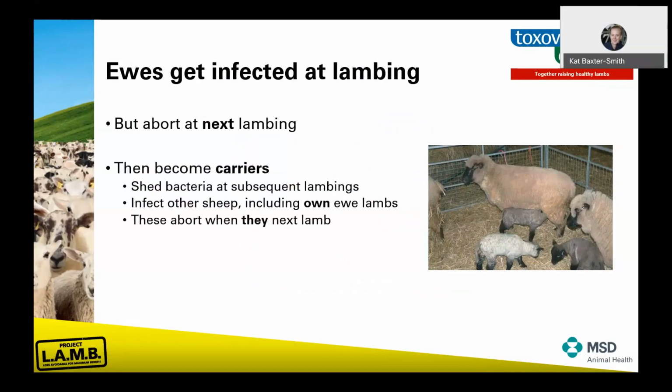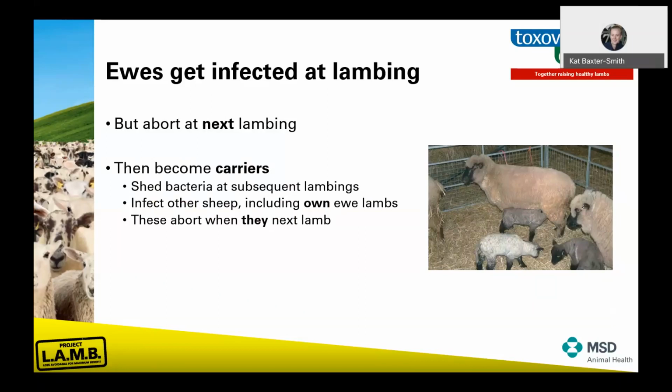And every time one aborts, it becomes a carrier. Every time one is infected, it becomes a carrier. But then they abort, and then they are still a carrier. So they will always be a carrier once they catch the infection. They will be carriers throughout their lives. So they will shed bacteria every time they lamb, and they will infect other sheep at this time, and they can even infect their own ewe lambs.